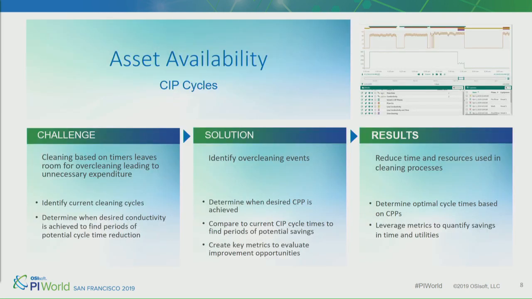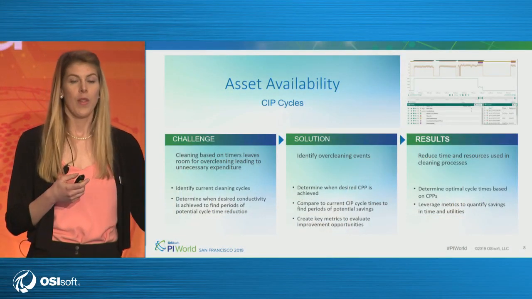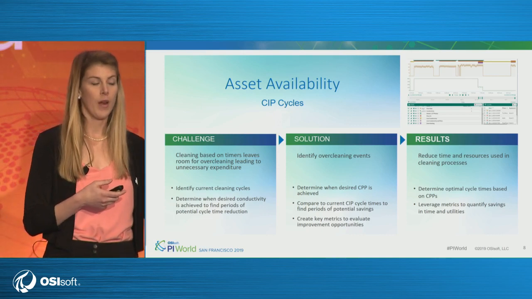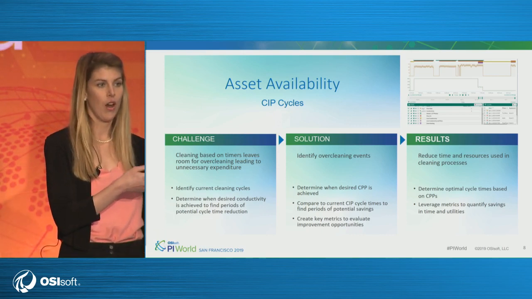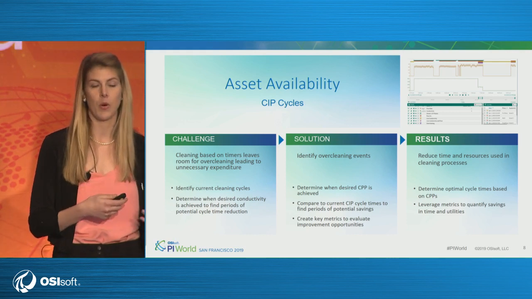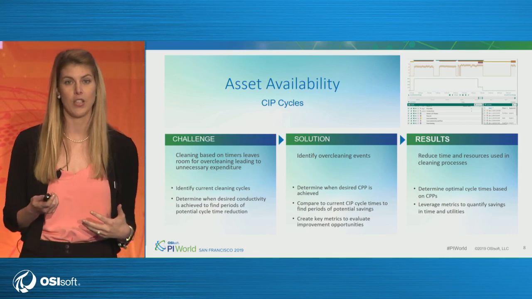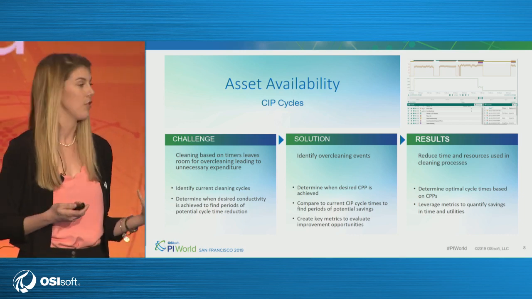So kind of a summation of this use case, we are looking at our clean in place cycles. When they're normally based on time, we want to compare those times to our key process parameters in order to understand if there's places where we can optimize, and then we want to quantify the savings that we can achieve by making those process changes.